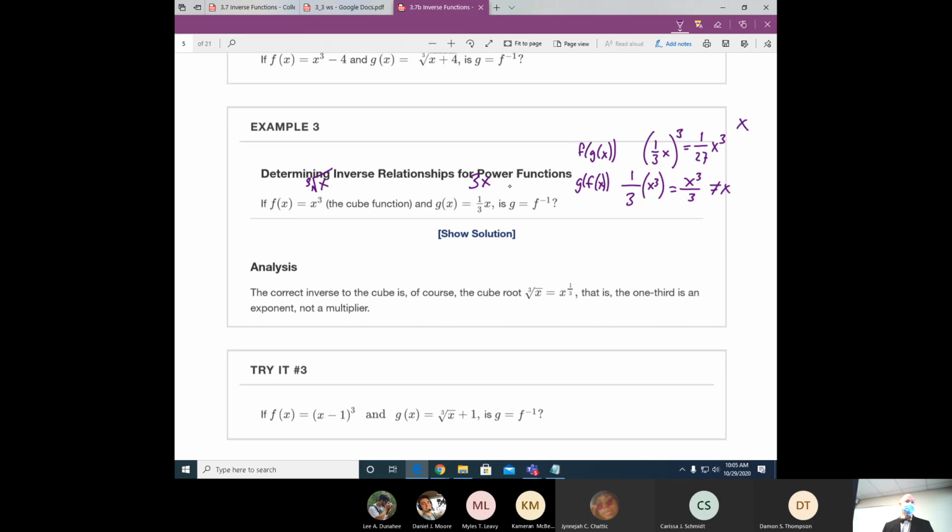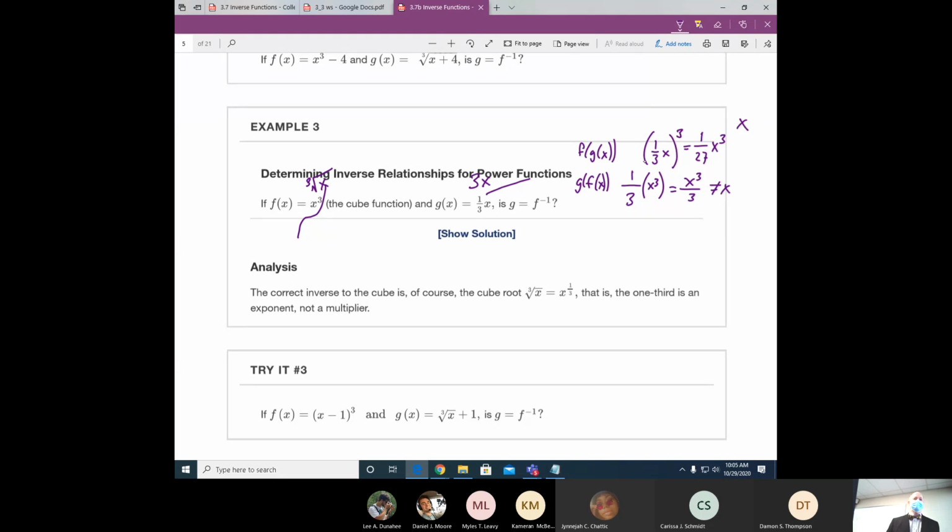The two functions cross at x equals 0. Otherwise, this is a linear function, giving me a slope of 1/3. This is a cubic, giving me something like this. And they cross at x equals 0. So if only one works, that would be a no. Yep, I'm checking it both ways. Both of them have to work.